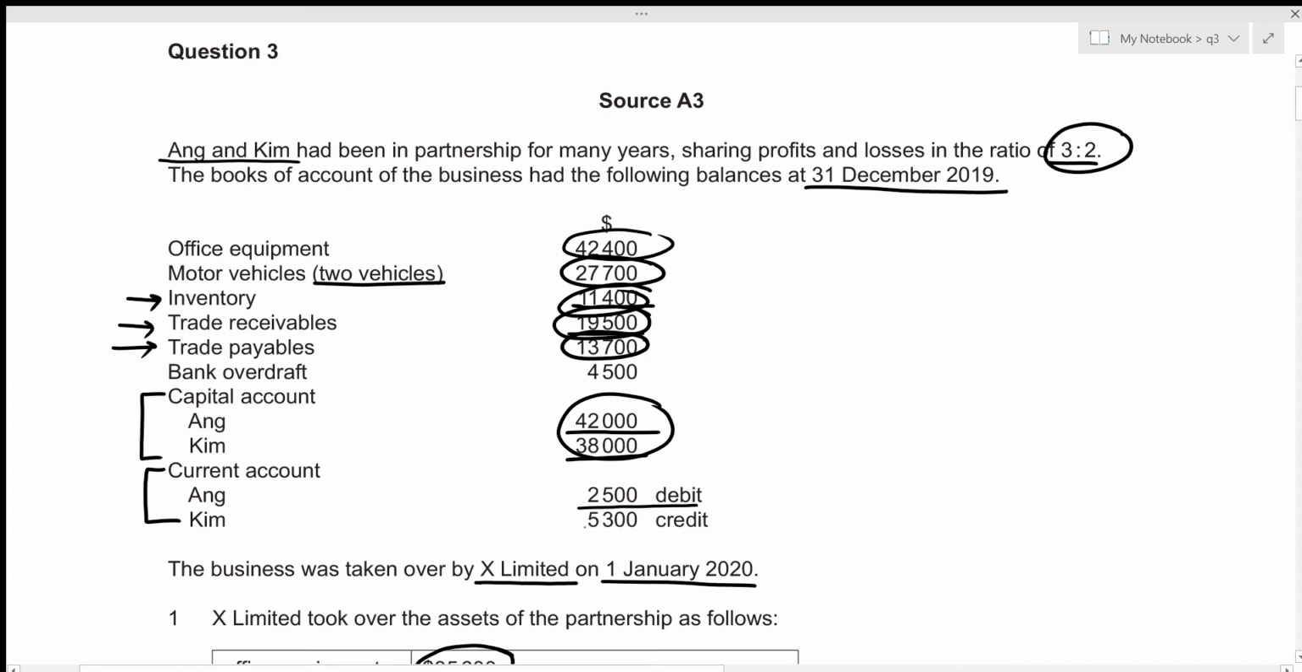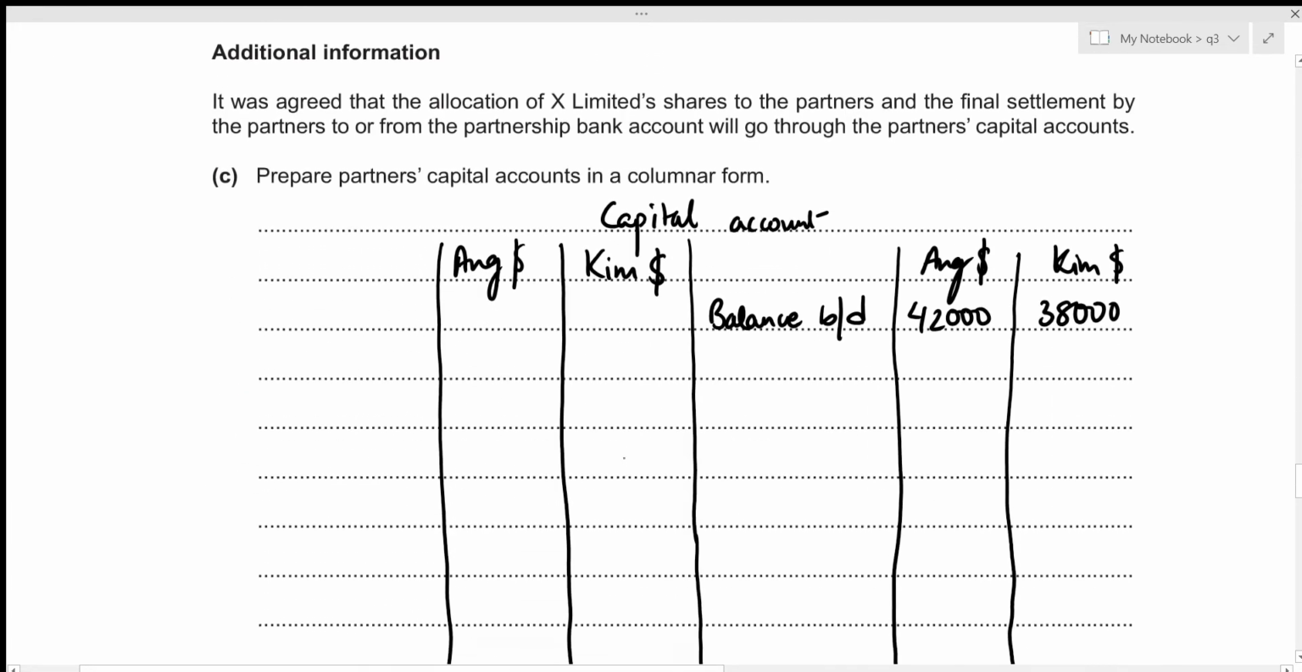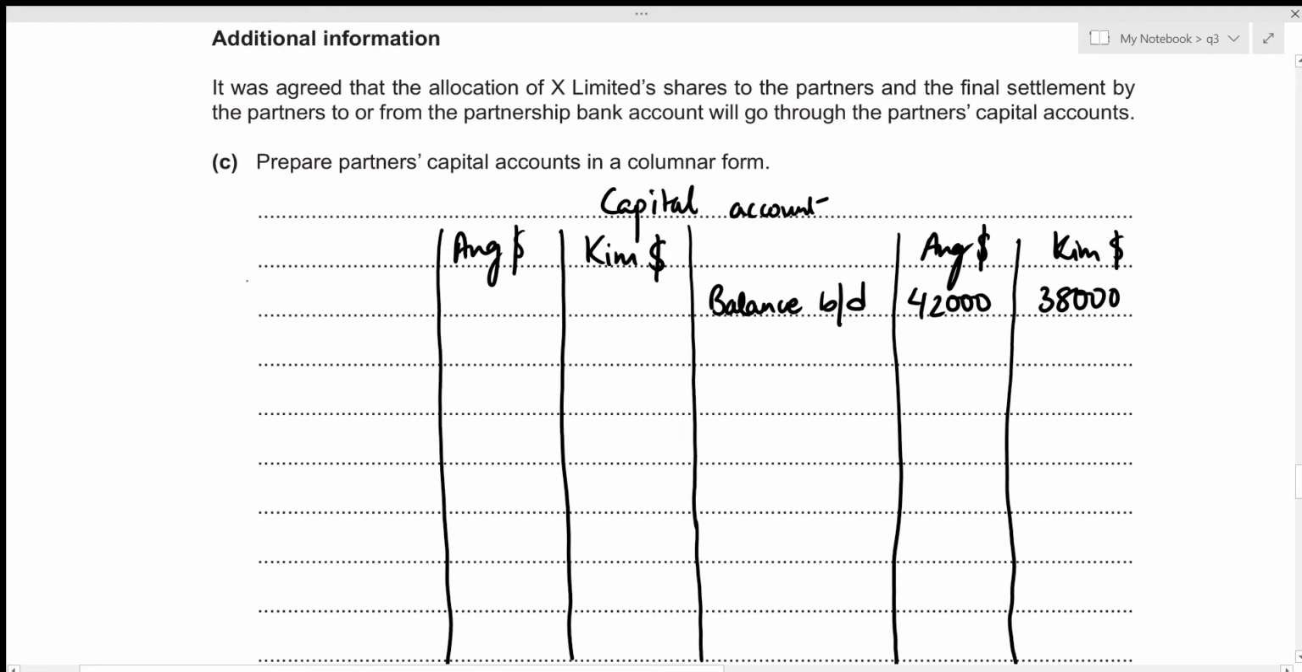Then for Kim, we have our current account balance to be 5,300 on the credit side, meaning that the partnership owes 5,300 to Kim. So this definitely increases her capital account balance, which means that this amount should be recorded on the credit side in our capital account. So let's record these two values in our capital account. We can record it under the heading of current account. And since for Ang it had the debit balance, we need to record it on the debit side. So that's current account, which had the value of 2,500 for Ang. And the current account for Kim was on the credit side. So that's current account with the value of 5,300.